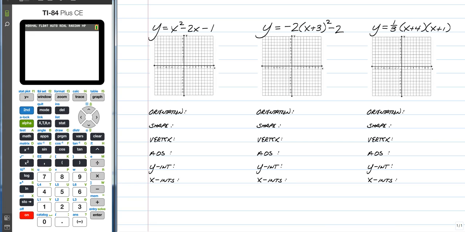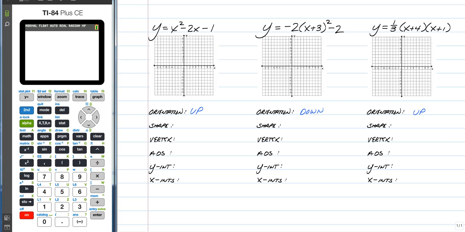So, the first one, it's positive. We have a positive x squared. So that's going to open up. In our second example, it's negative. So it's going to open down. So then obviously the last one's positive again, so the orientation is going to open up.